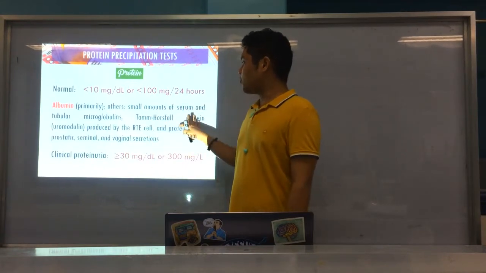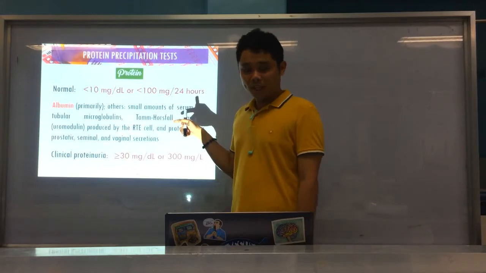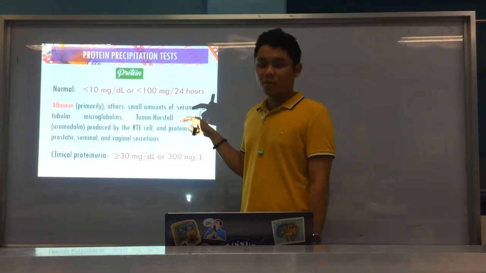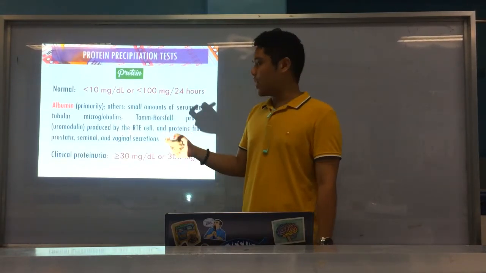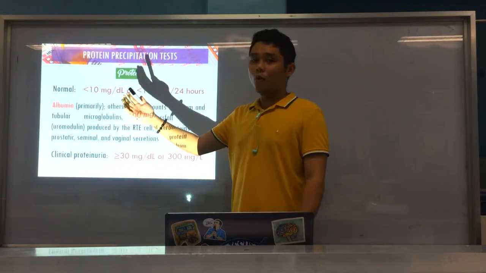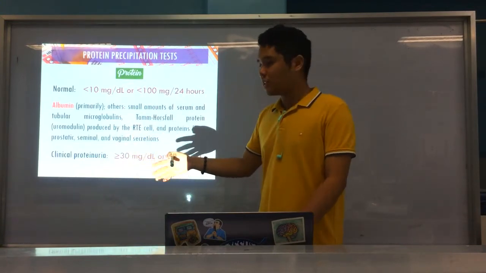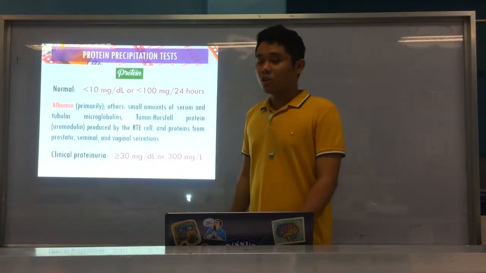Others are small amounts of serum and tubular microglobulins. Don't forget Tamm-Horsfall protein, your uromodulin, the main constituent of your casts. And mucous threads, produced by the RTE cell, which is quite common, and proteins from, of course, extra-renal sources, or outside of the kidneys. You have prostatic, seminal, and vaginal secretions.